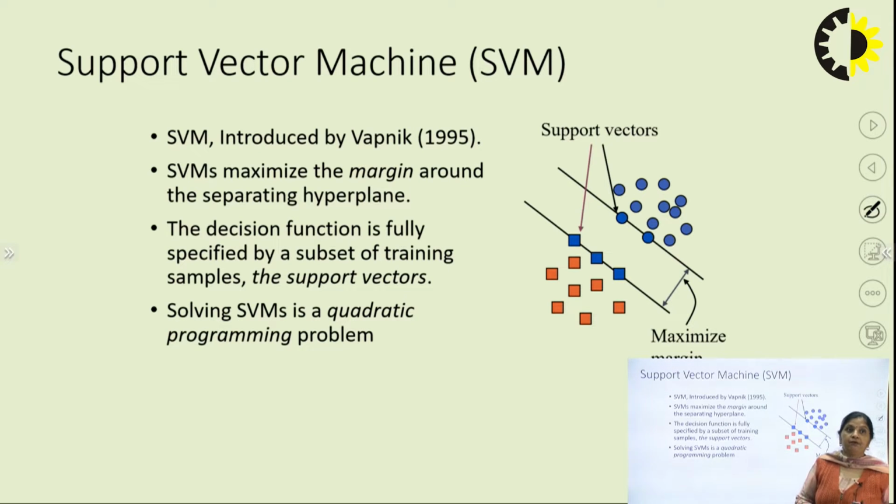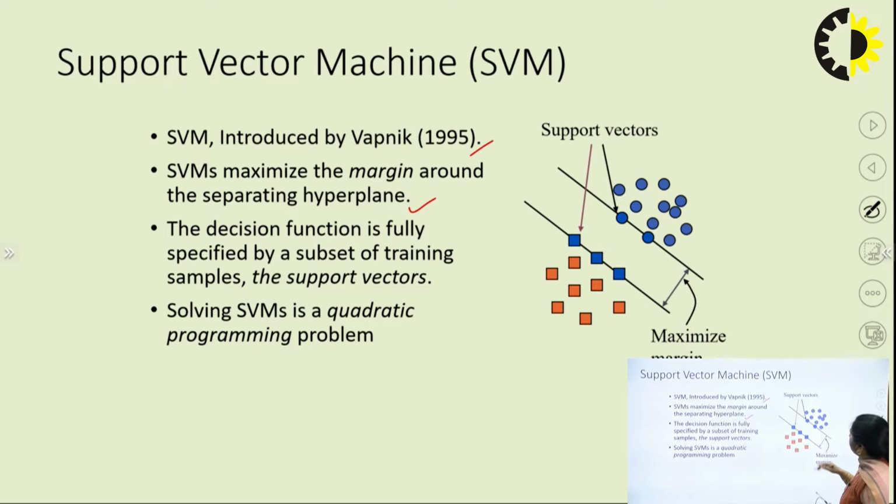Now we'll study the methods of classification one by one. I'm starting with support vector machine. Support vector machine in short is called SVM. It was introduced by Vapnik in 1995. How does it work? The SVM maximizes the margin around the separating hyperplane.